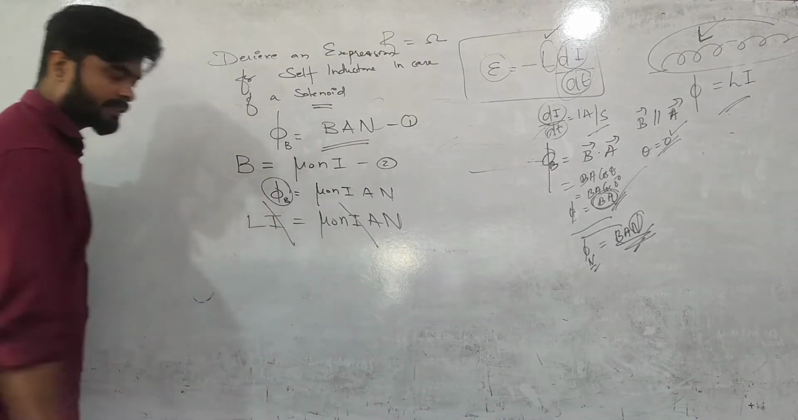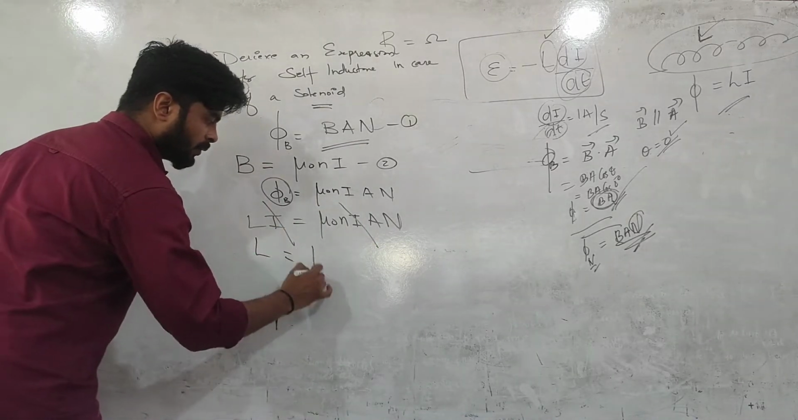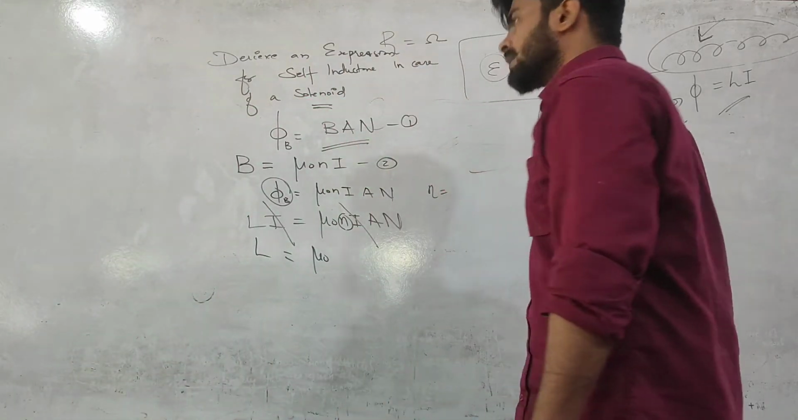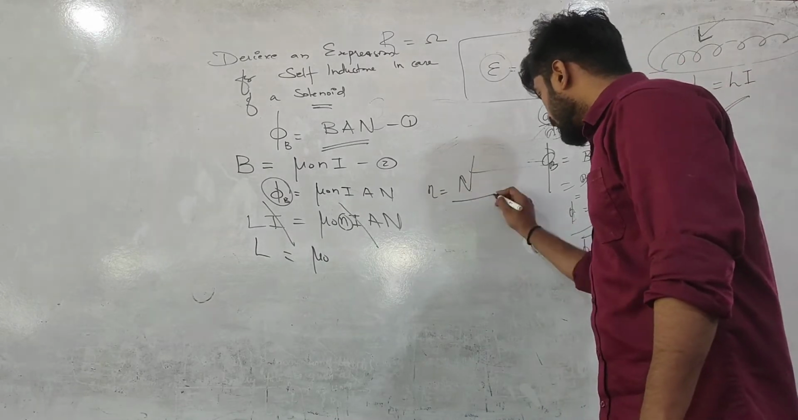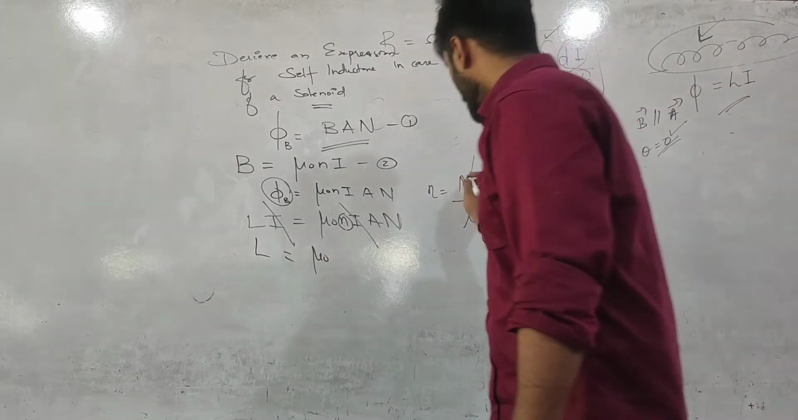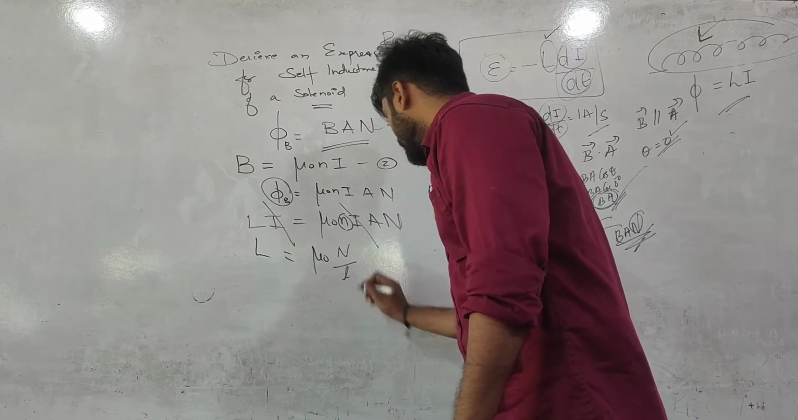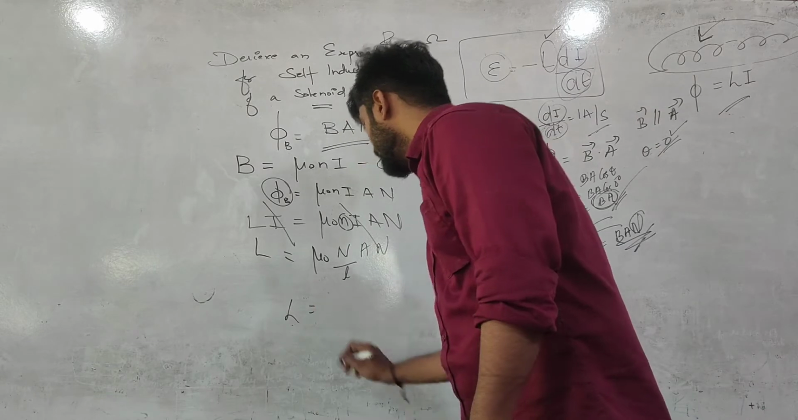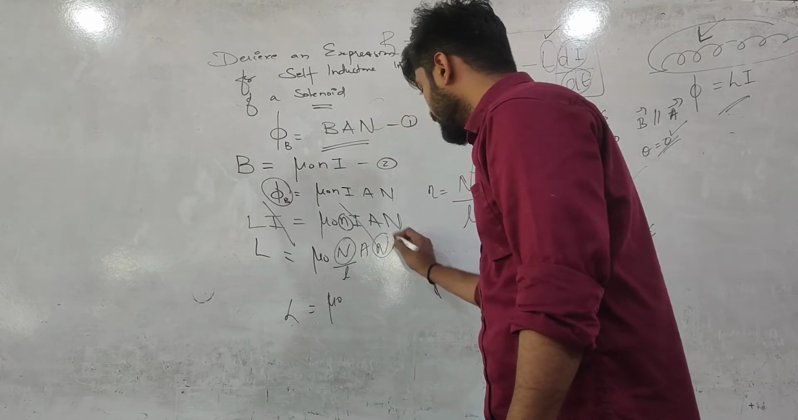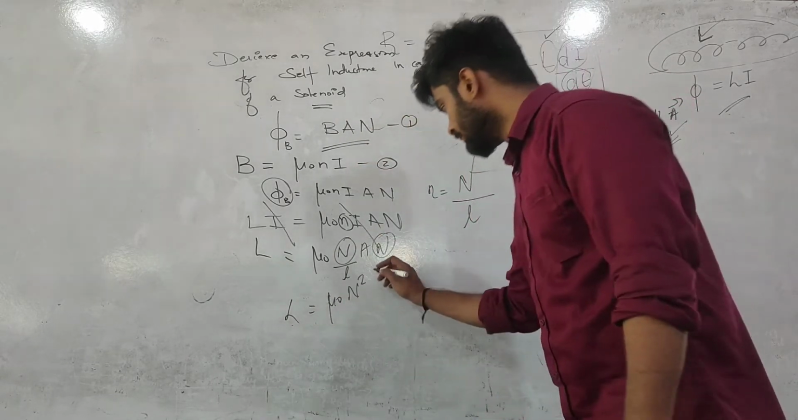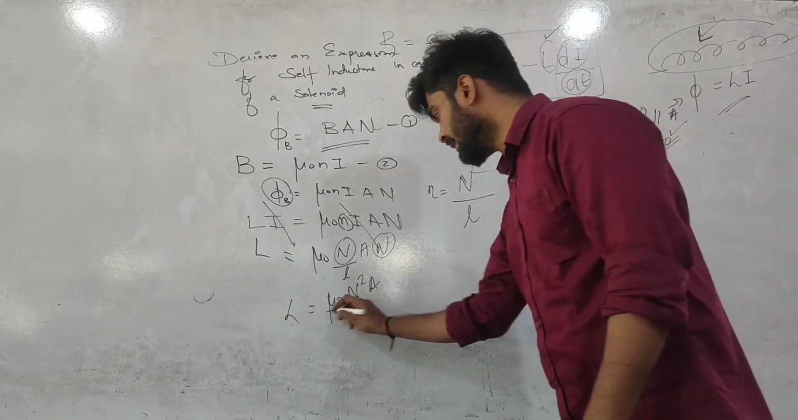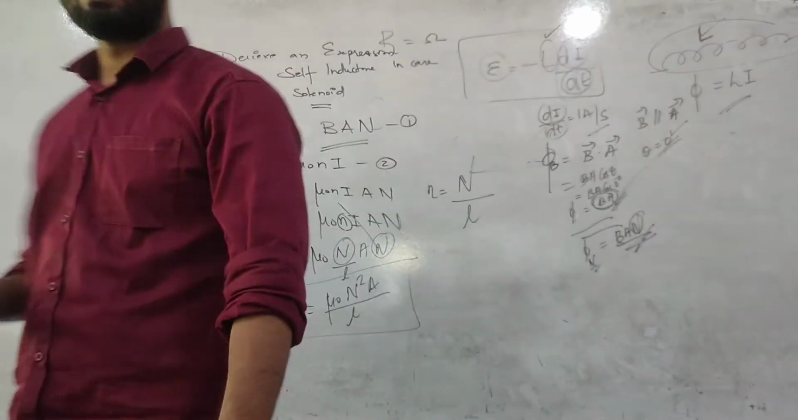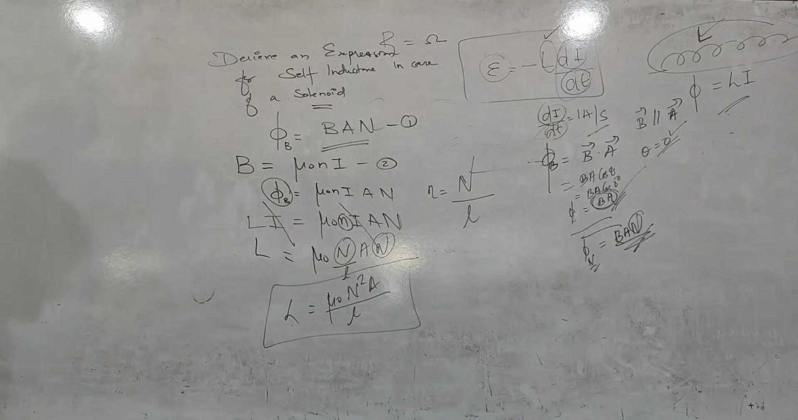I and I get cancelled. So L is equal to mu naught n A N. Instead of n, what is this small n? This is the number of turns per unit length. So substituting n by l into A into N, we get L is equal to mu 0, N into N is N square, A by l. So this is the expression for self-inductance in case of a solenoid.